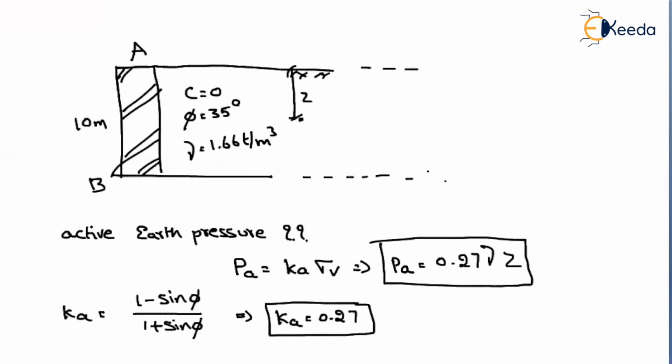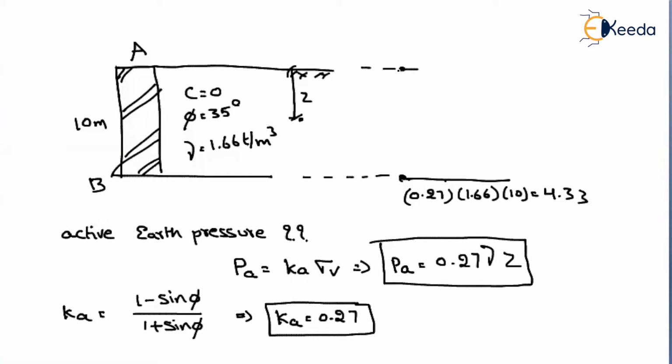Now, at point A, what is the active earth pressure? At point A, what is the Z value? 0. If Z value is equal to 0, this whole magnitude is equal to 0. At the bottommost layer B, what about the active earth pressure? That means 0.27 into what about the gamma, 1.66, into what about the Z, 10. That will be, you are getting around 4.33.